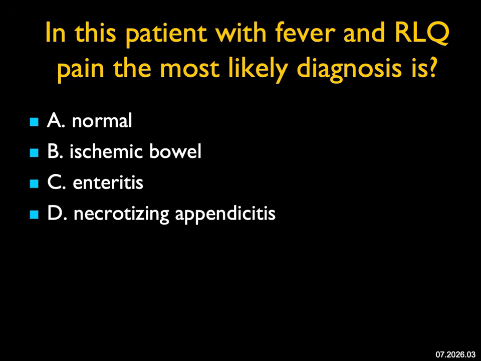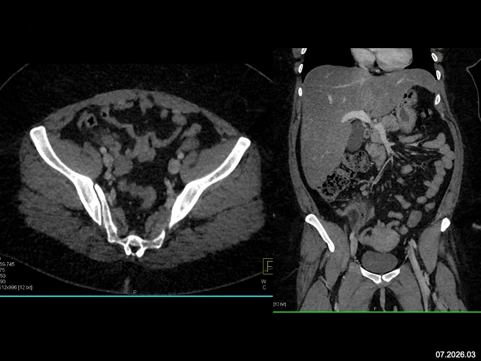In this patient with fever and right lower quadrant pain, the most likely diagnosis is, well, when you look at the axial view, you see a soft tissue mass which looks in all likelihood like the appendix. And when you look at the coronal, you can see the appendix really is inflamed. There's a lot of inflammation around the gland. The gland is thickened. This is definitely not a normal appendix.